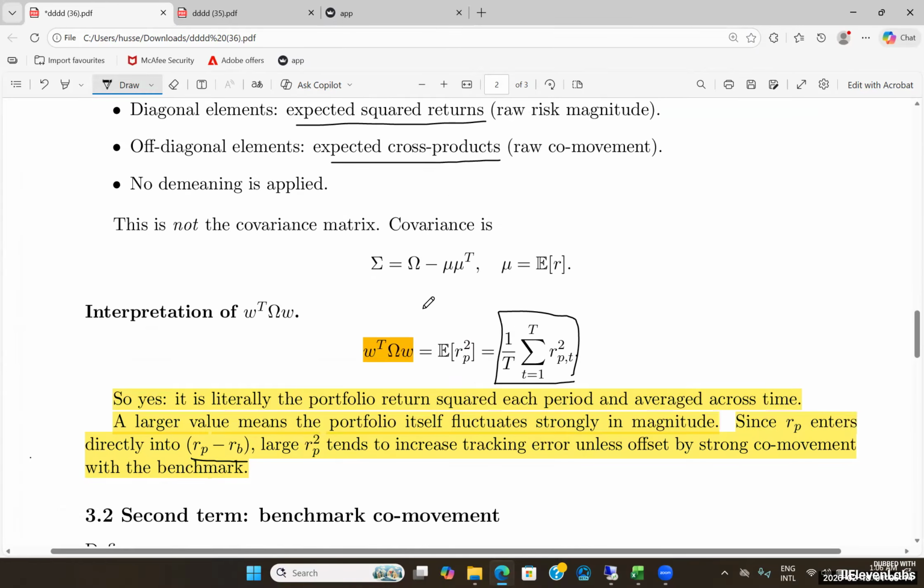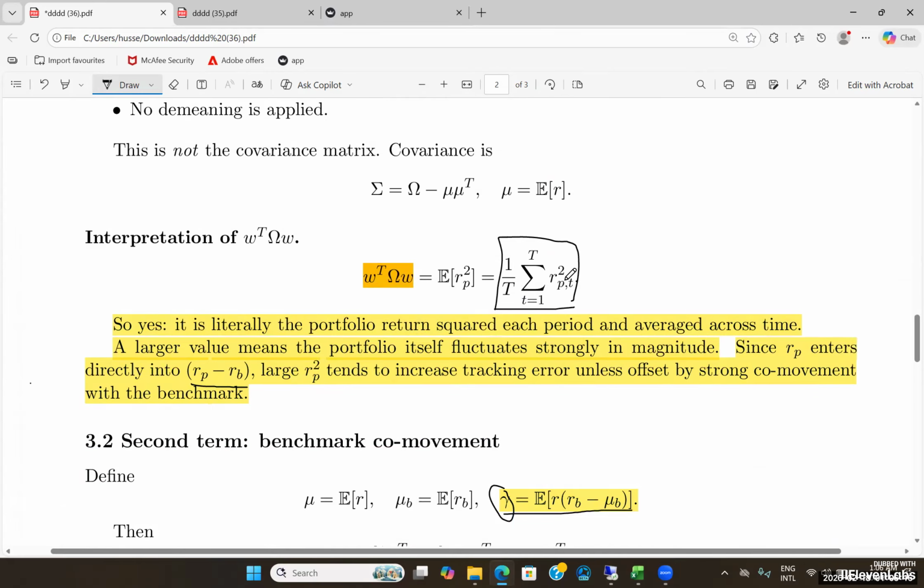over time. How does this then relate to the overall concept of variability? A larger numerical value indicates that the portfolio itself will fluctuate quite strongly in its overall magnitude. However, in this case, we are specifically studying the variance of the actual difference. Now, considering that the RP directly contributes to the overall difference, a larger squared value of this RP component will typically lead to an increase in the tracking error, unless this effect is effectively counteracted by a very strong synchronized movement with the established benchmark.